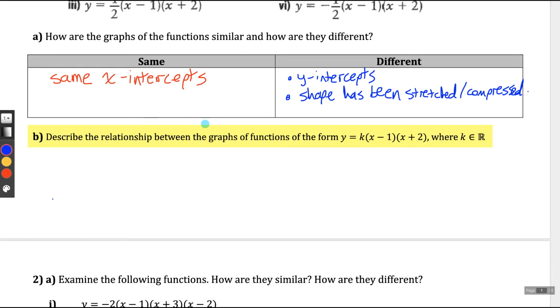So describe the relationship between the graphs of functions of the form y equals k times x minus 1 times x plus 2, where k could be any real number. So it doesn't matter what we would plug in for k. All the functions that have these 2 factors would have the exact same x-intercepts.